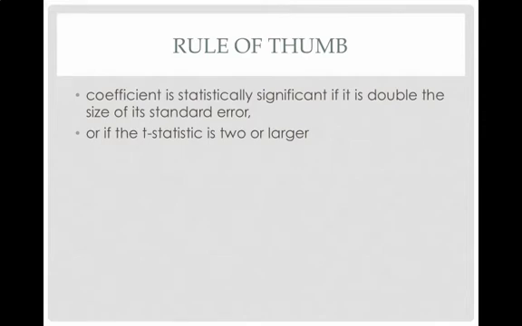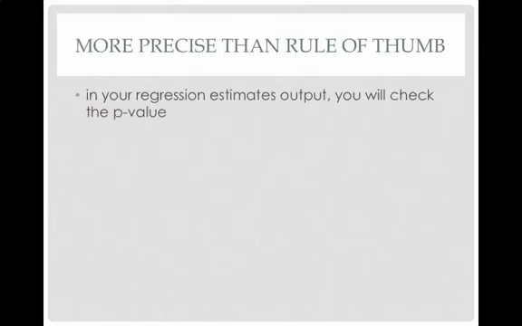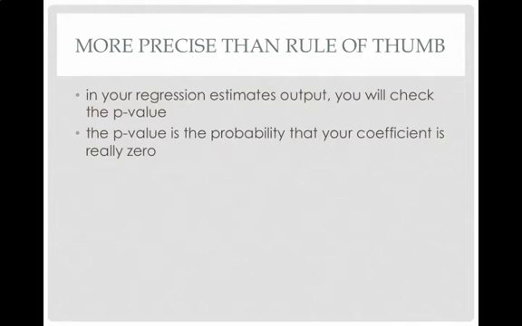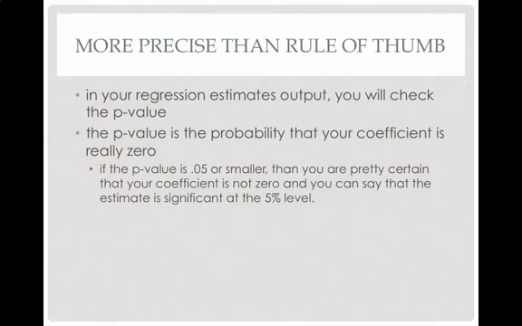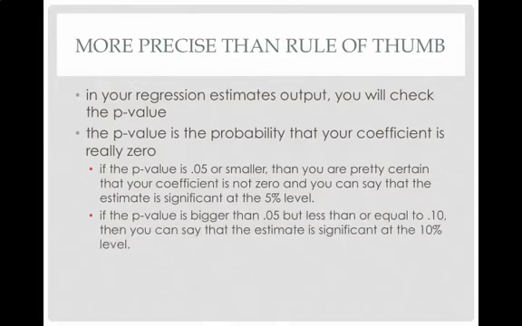Another way to look at it is if you have a t-statistic, if it's 2 or larger, if the value of the t-statistic is at least 2, it will be statistically significant. And the way to look that up, more precise than the rule of thumb, is in your regression estimates output, where there will be a p-value reported. The p-value is the probability that your coefficient is really 0. And if it's 0.05 or smaller, then you're pretty certain that your coefficient is not 0, and you can say that the estimate is significant at the 5% level. If the p-value is bigger than 0.05 but less than or equal to 0.10, then you can say that the estimate is significant at the 10% level.